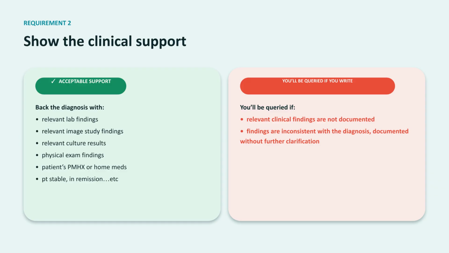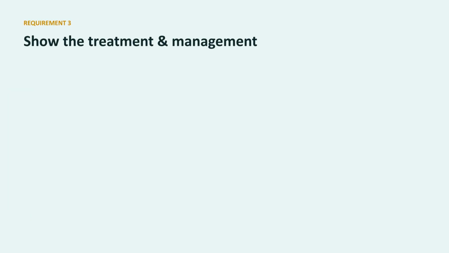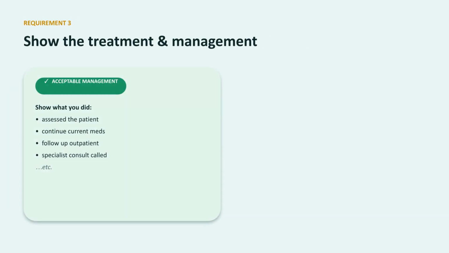Requirement 2 is to show the clinical support for your diagnosis. This includes relevant labs, imaging, culture results, physical exam findings, or the patient's past medical history. You will be queried if you omit these findings or if the documented findings are inconsistent with the diagnosis without further clarification.